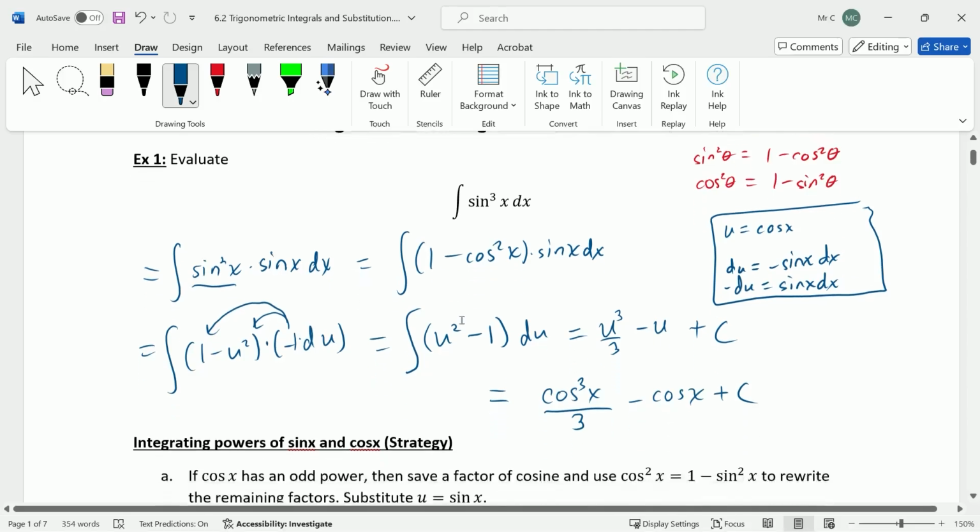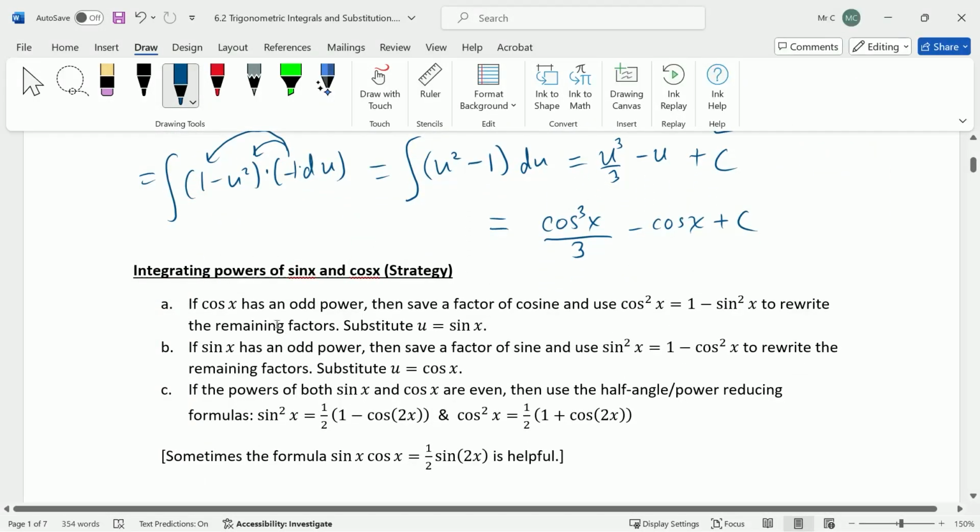So let's summarize this strategy. Integrating powers of sine and cosine of x. If cosine of x has an odd power, then save a factor of cosine and use cosine squared of x equals 1 minus sine squared of x to rewrite the remaining factors. Then substitute in u equals sine of x. If sine of x has an odd power, then save a factor of sine and use sine squared of x equals 1 minus cosine squared of x to rewrite the remaining factors. Substitute u equals cosine of x.